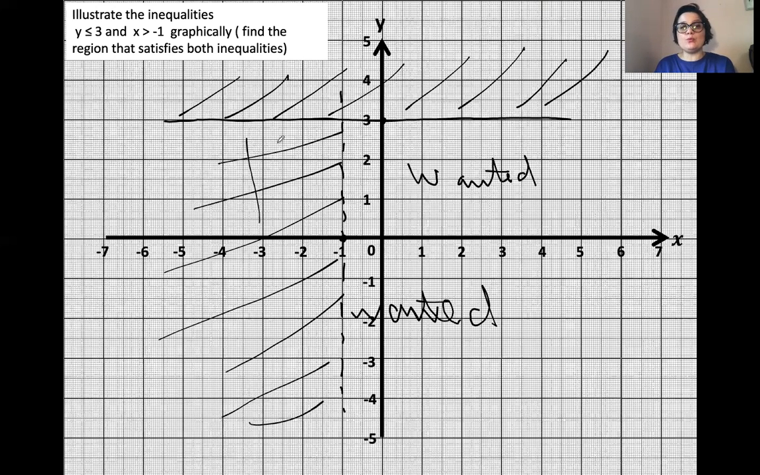And so which part of the graph, which region satisfies both inequalities, I should say? It's this one here, the unshaded region. Can you see?